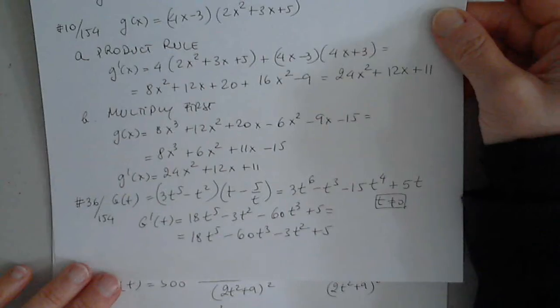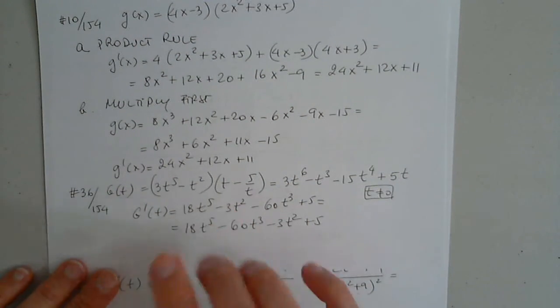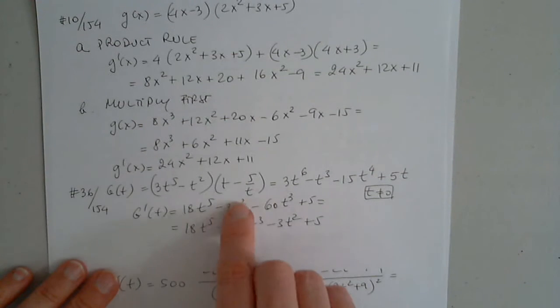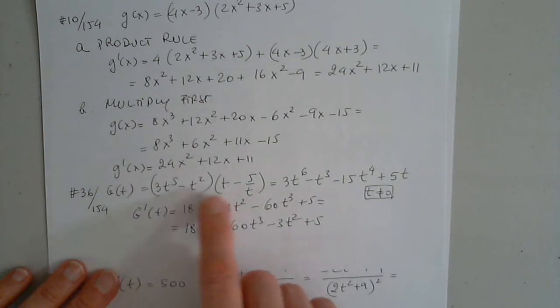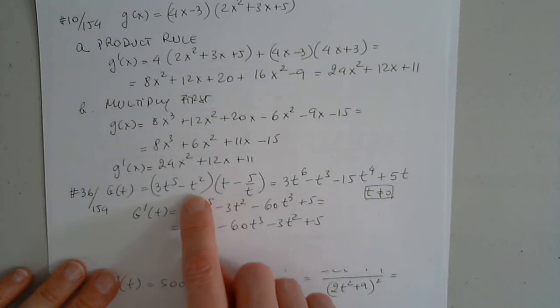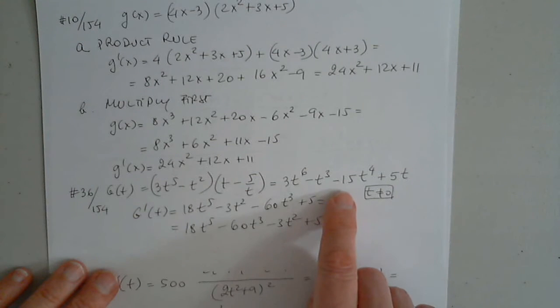Next, we're asked to differentiate. They're not enforcing any method, so of course I distributed. T cannot be 0. It's in the denominator. So t times this is 3t to the 6th. T times this is negative t cubed. This times that is negative 15.